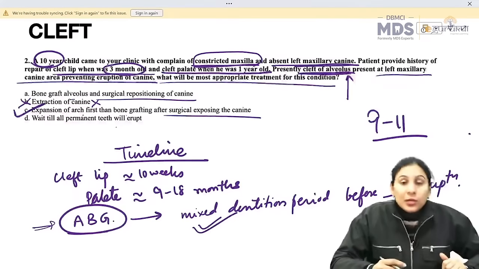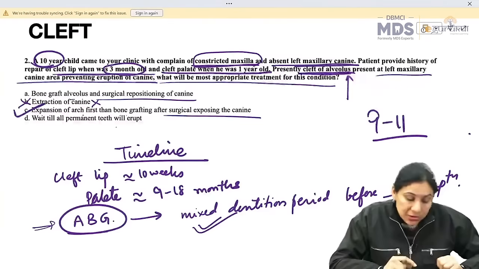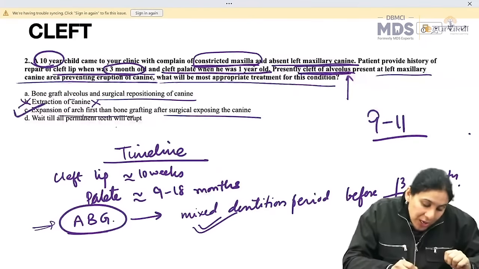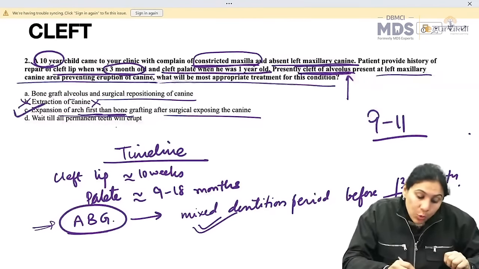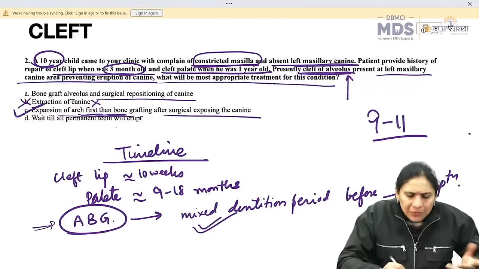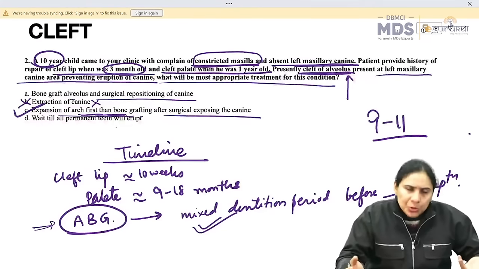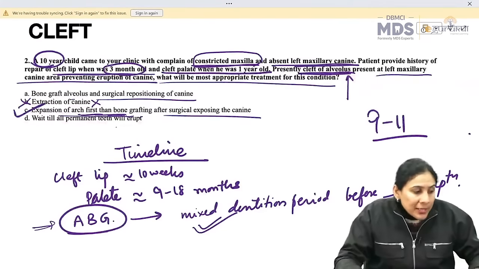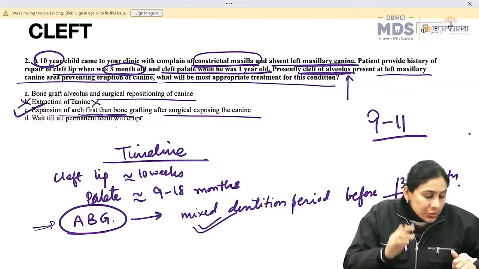Usually by this time, the orthodontic treatment has started. So the correct answer is expansion of arch first, then bone grafting after surgical exposure of canine. I mean, with it, you can do both of the things together. All right. So that is the correct answer to this question.